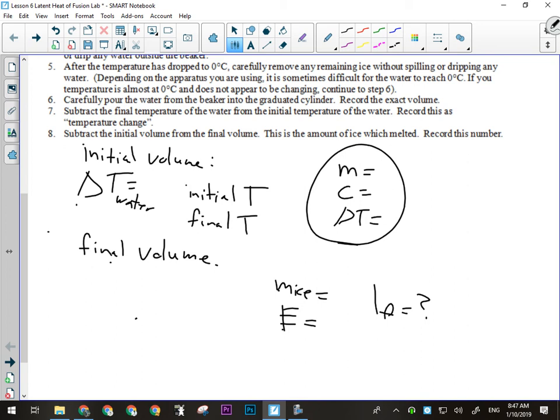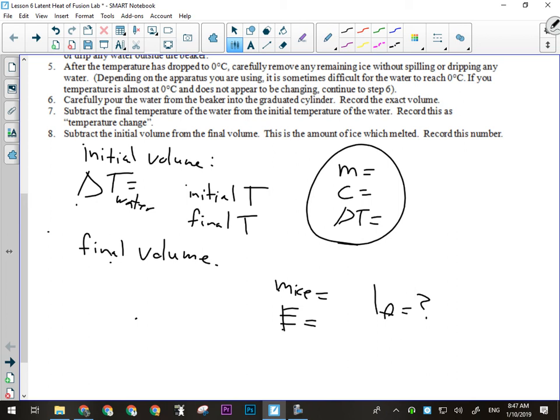Okay, and the final volume. Right? That's the stuff we have to record. Initial volume of water, final volume of water, initial and final temperature of the water. Right? Then we can calculate all the rest of the stuff that we need. We're going to do 2 trials. Here's how the trials will work.